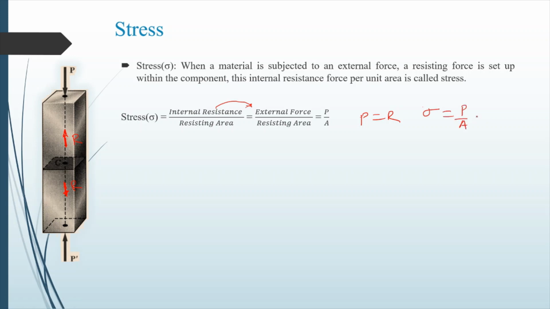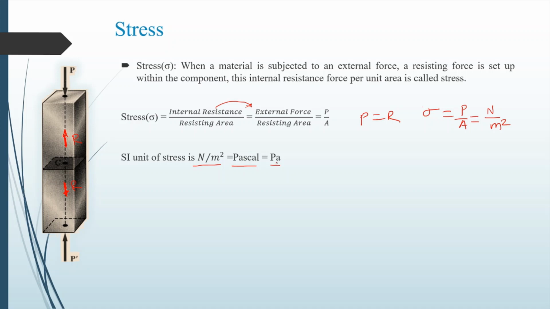Now what is the unit of this sigma or stress? P is force, so the SI unit of force will be Newton, and the SI unit of area will be meter square. So the SI unit of stress will be Newton per meter square. Newton per meter square is also called Pascal, and it is written as capital P small a. So you can say Newton per meter square equals Pascal.